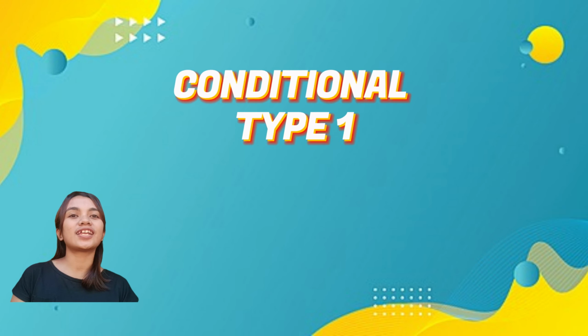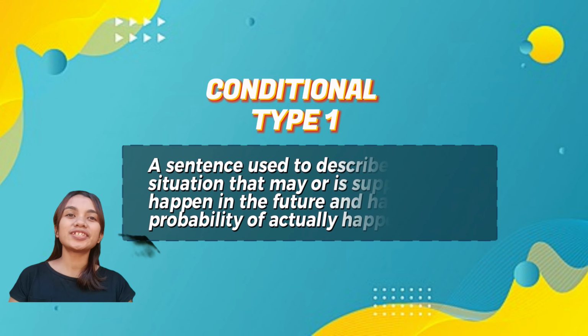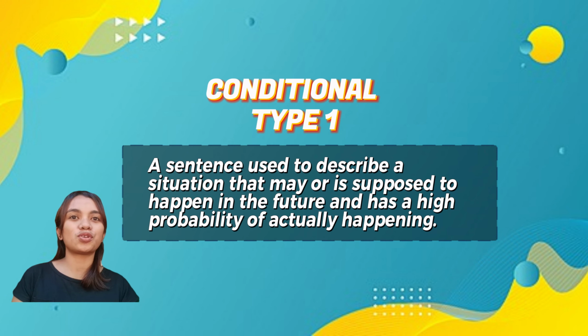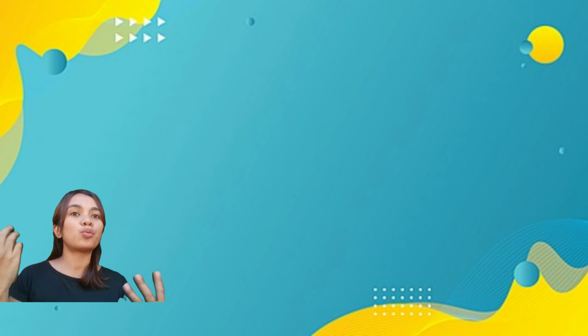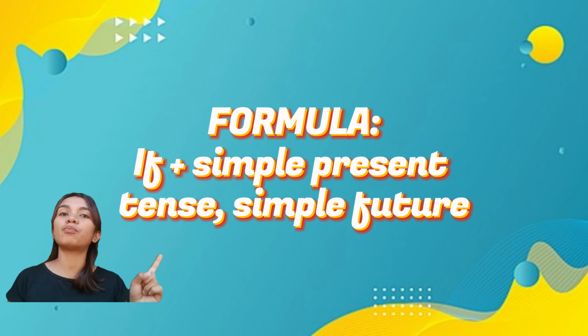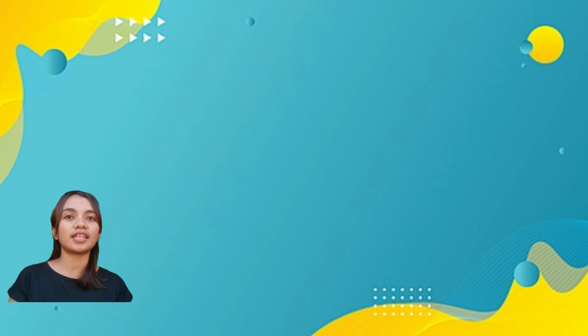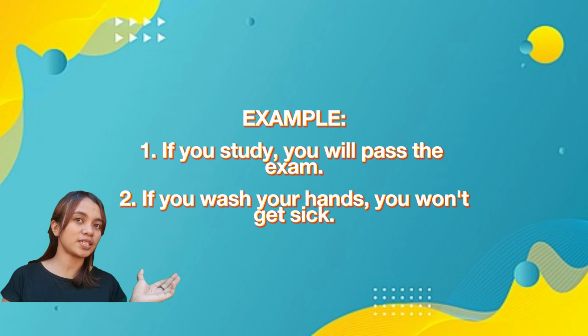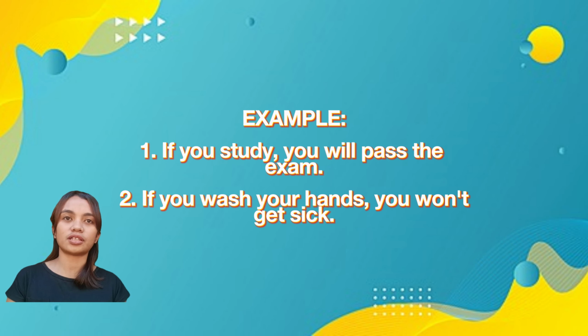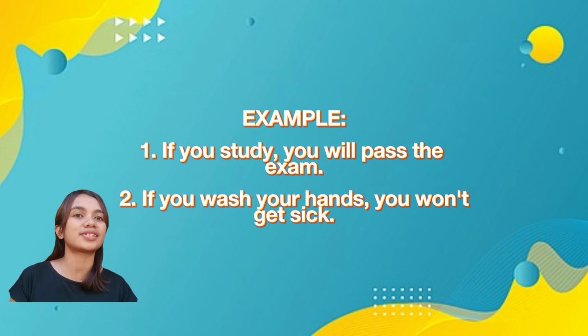Now we move to conditional sentence type 1. Conditional sentence type 1 is used to describe a situation that may or is supposed to happen in the future and has a high probability of actually happening. The formula is as follows: if plus simple present tense, comma, simple future. For example, sentence 1, if you study, you will pass the exam. An example of the other sentence, if you wash your hands, you won't get sick.